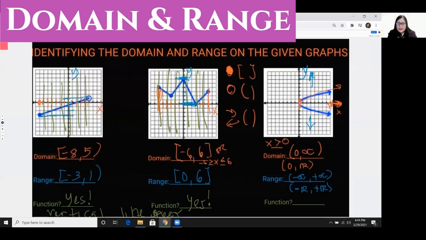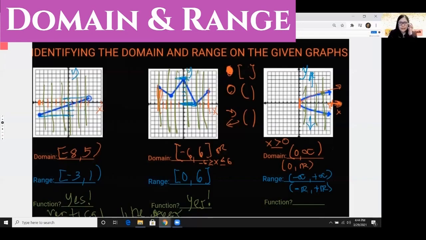So that is how we write the domain and the range. Next, we need to identify the function. So we will use a green vertical line test to test the function. If you see more than one point that passes through the blue graph, it is not a function.